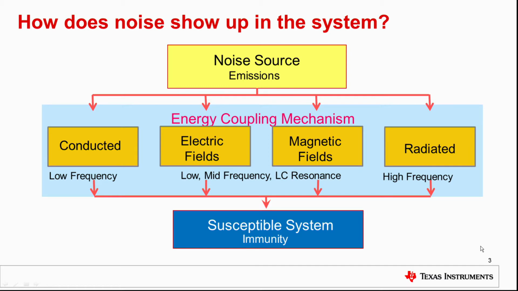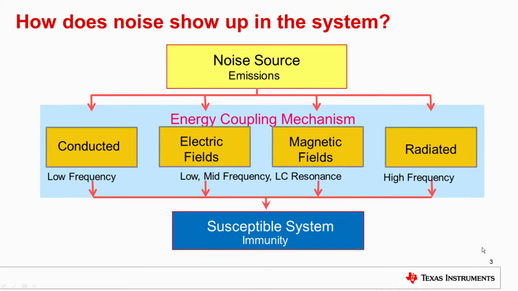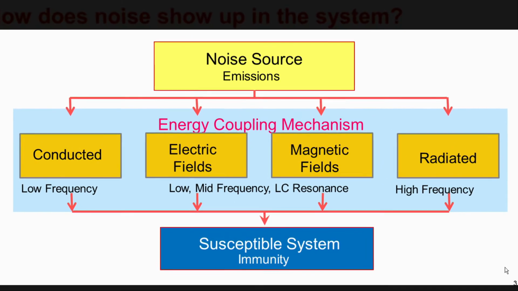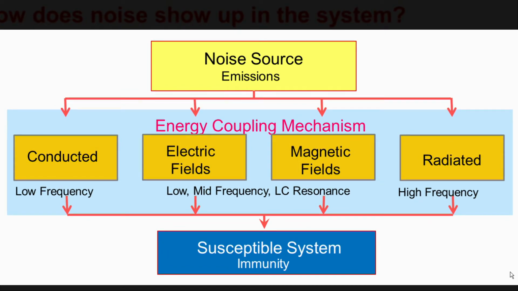So here we're showing just the coupling mechanisms of the noise. You have a noise source. In this case, it's your design: your buck converter and the associated equipment and electronics around it. You're the noise source. Now, there are four different types of coupling mechanisms.